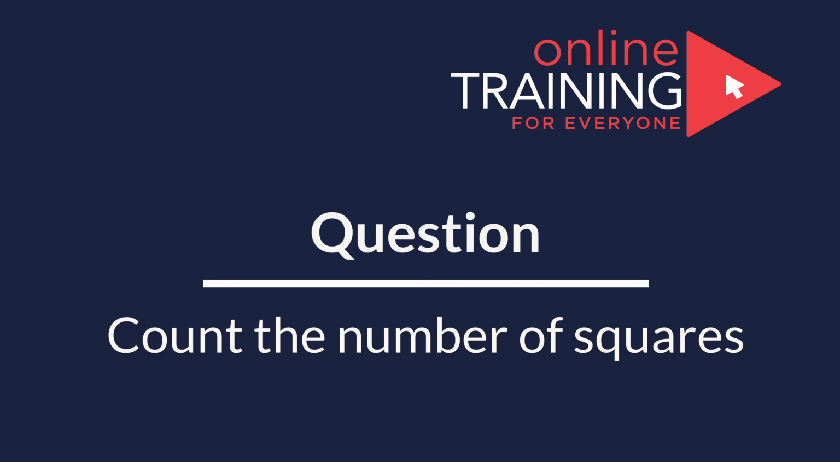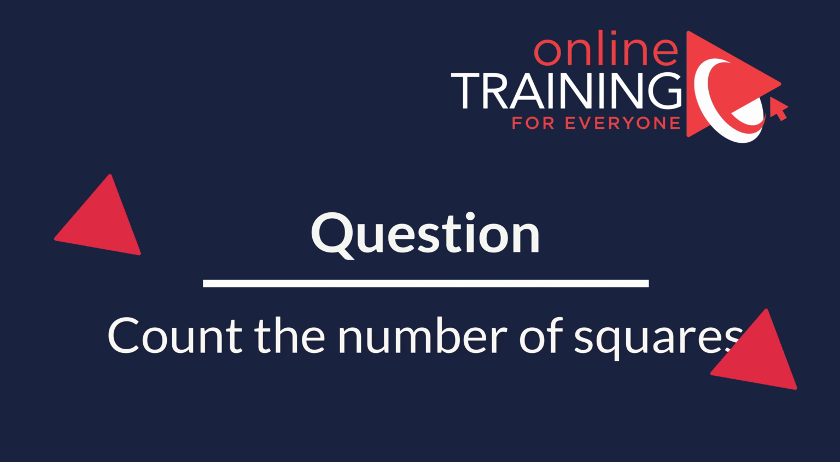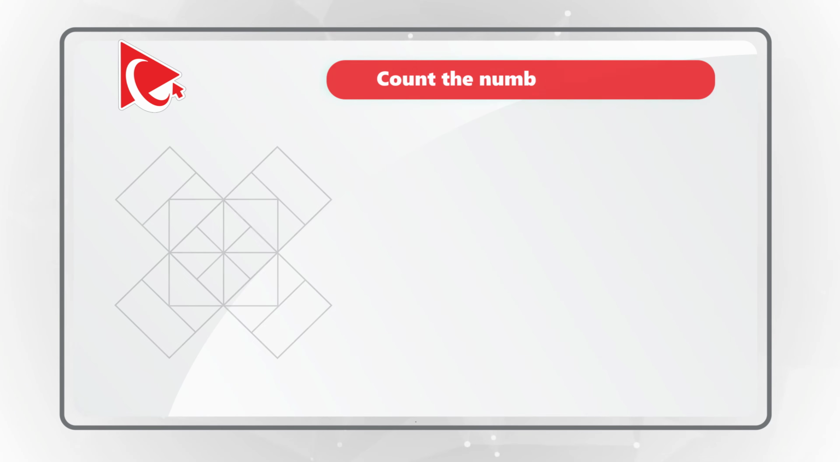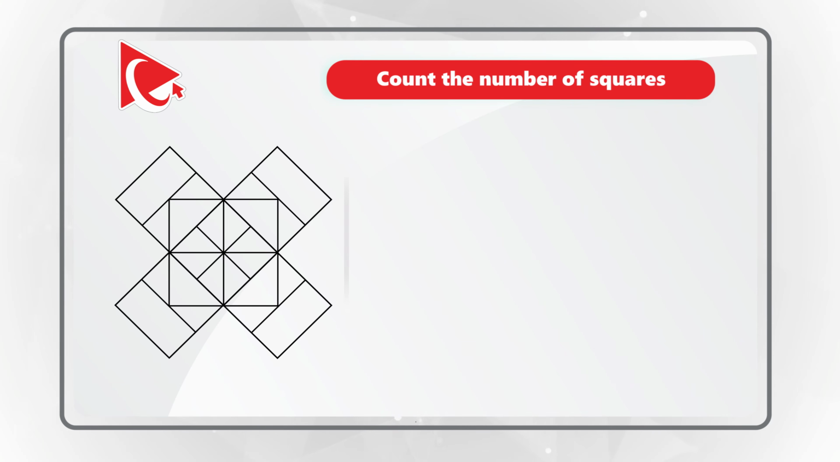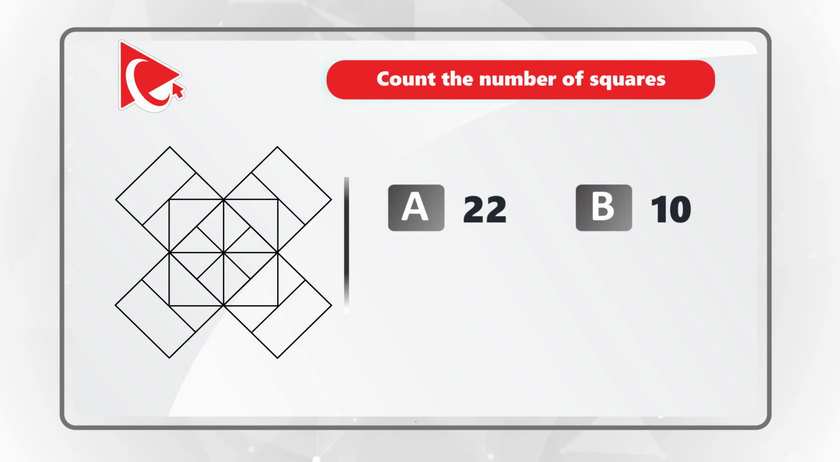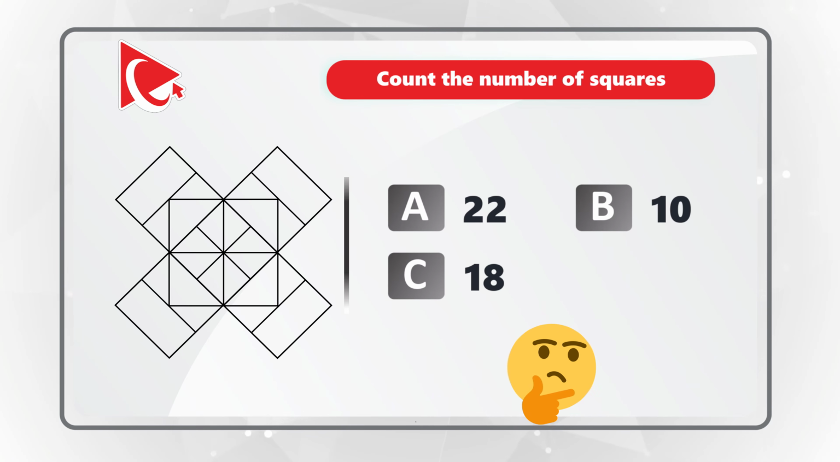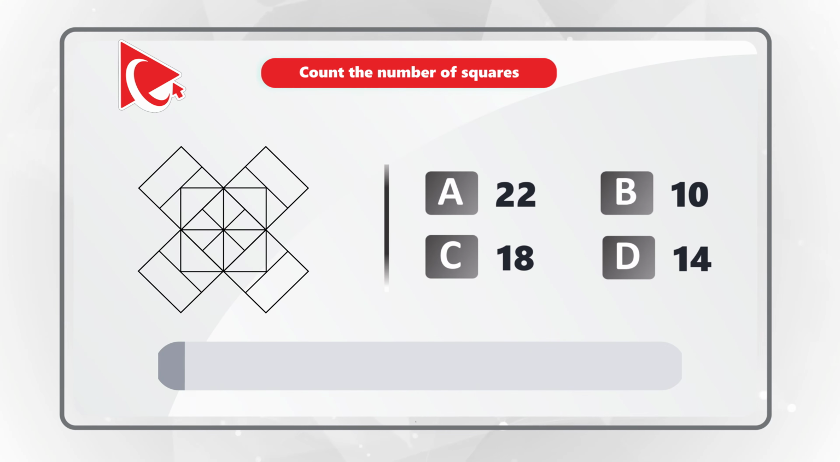Here's an interesting problem where you need to count the number of squares in the presented shape. The correct number is one of 4 different choices. Choice A, 22. Choice B, 10. Choice C, 18. And choice D, 14. Take a close look at the picture to see if you can come up with the right solution.